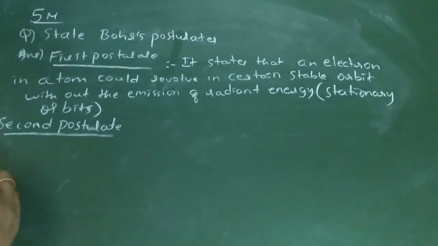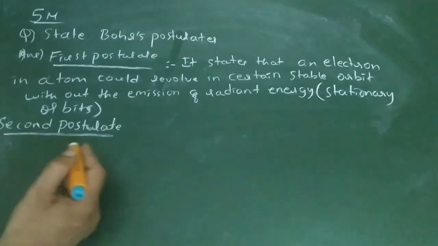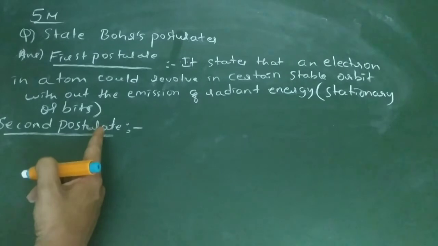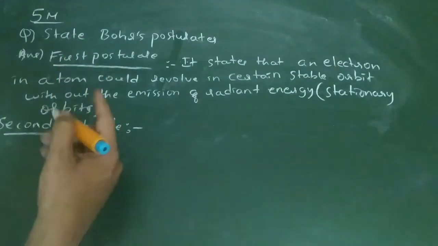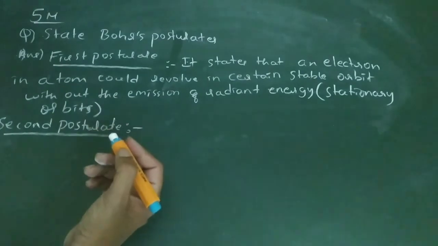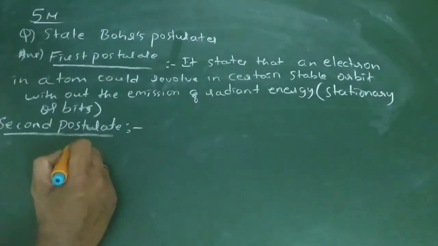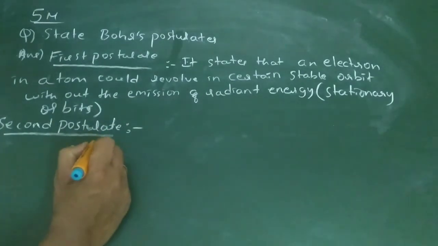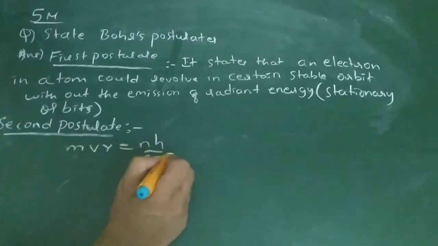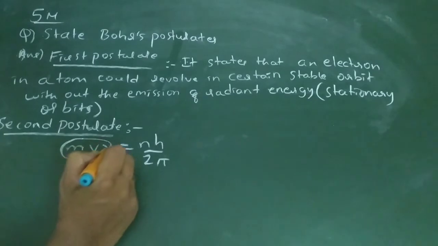What does the second postulate say? While correcting the paper, I have seen that so many have not memorized the sentence. Please remember it better, it is a very simple statement. The second postulate says mvr is equal to nh by 2 pi, where mvr we call what?